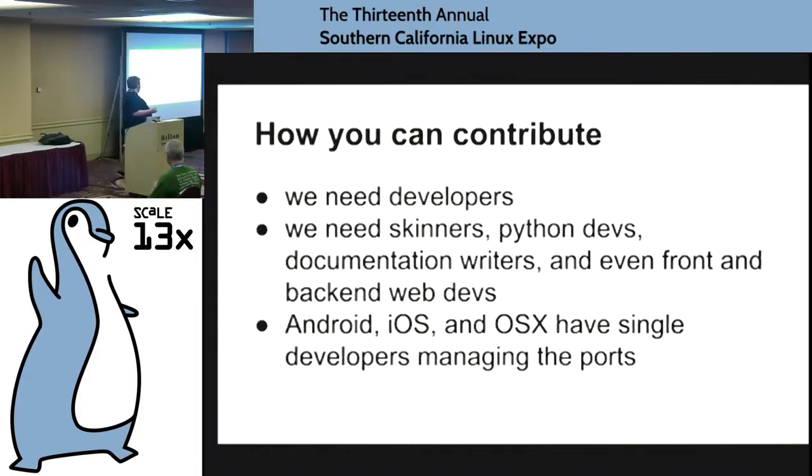But that's not really all. We don't just need developers. We need skinners, people familiar with Python, people familiar with XML, documentation writers, people who just like Kodi but don't know how else to contribute, and even front-end and back-end web developers, because we have one of those guys too, because most of our people are really good at working in C++ and really terrible at designing a web page.